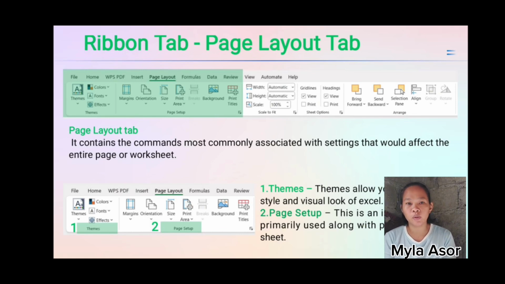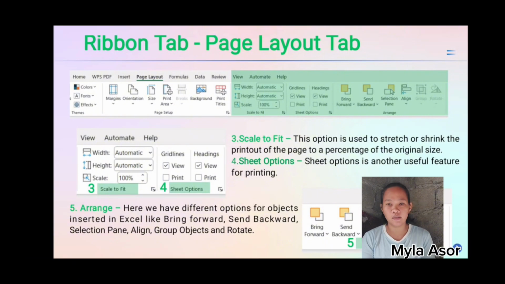Prepare your worksheet for printing by adjusting margins, orientation, paper size, print area, page breaks, background images, or print titles. So number three is Scale to Fit. Adjust the printout size by scaling to a percentage of the original size, or shrinking width and height to fit a specific number of pages. And number four, Sheet Options. It controls printing options, print gridlines, and print row and column headers.